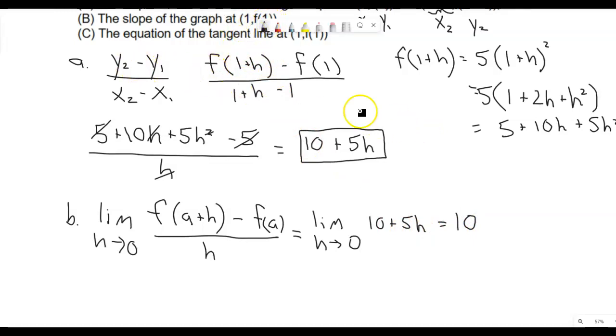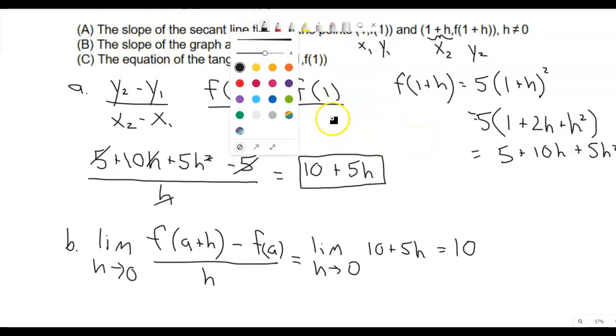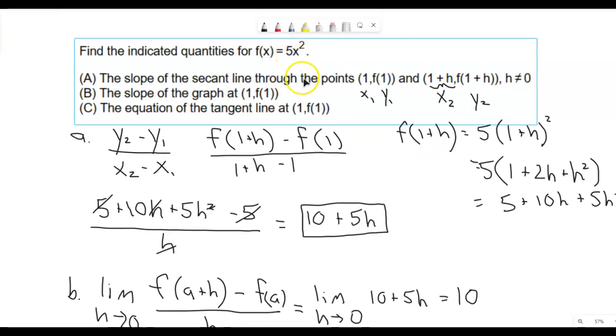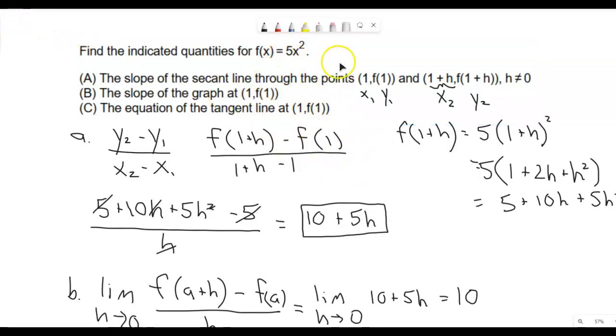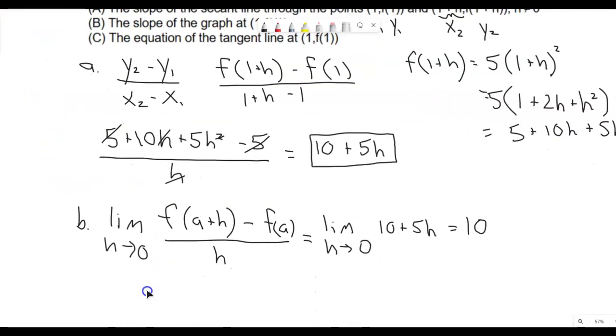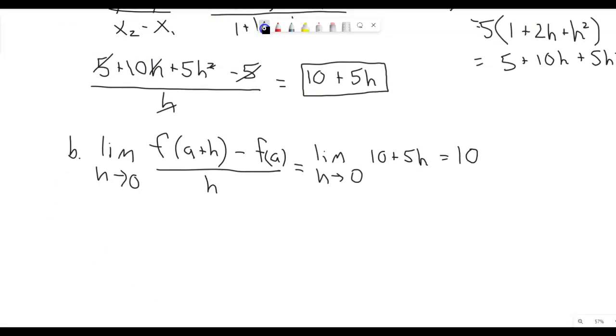And then the last one says find the equation of the tangent line at that point, and we did this in class as well. What we're going to do here is use the point-slope formula. If we plug the 1 into the original equation, that's what this y value is, you get 5. So (1, 5) is the point that we're going to use on our last problem here, part C.